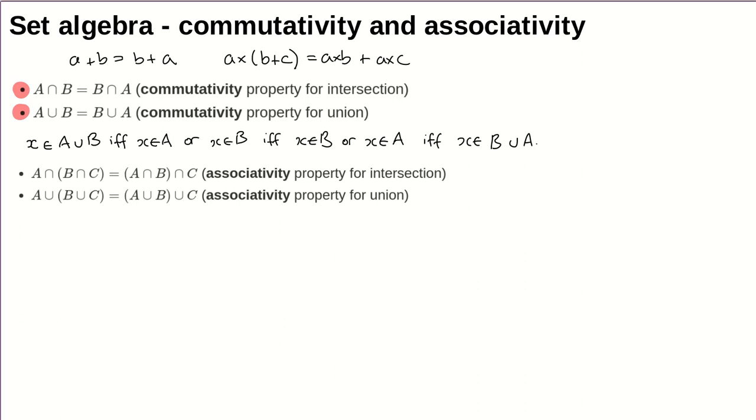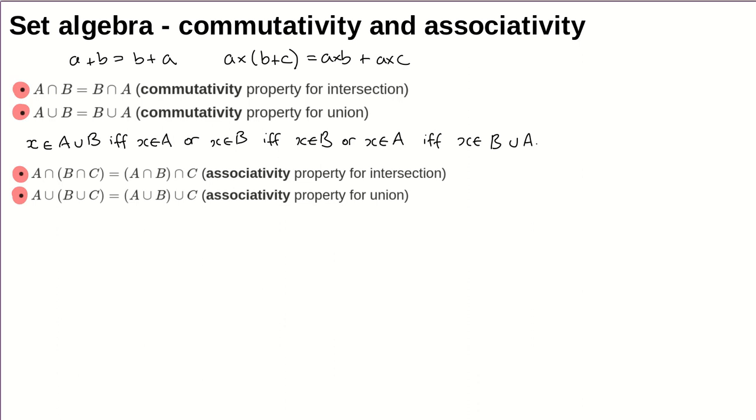Let's look now at these associativity properties. So the associativity property for intersection is that if you take A intersect the intersection of B and C, then that set is equal to the set you get by intersecting A intersect B with C. So this is a lot easier to write down than it is to say out loud. And the associativity property for union is just exactly the same thing, only with union in place of intersection.